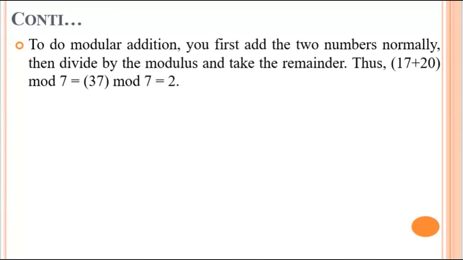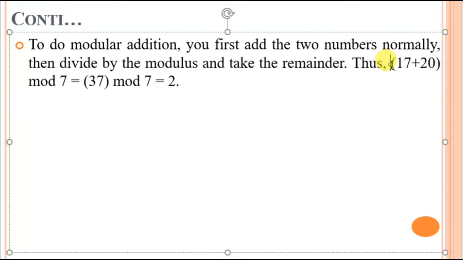Similarly, I put one question for you. What happens if you slept more than 12 hours? Please solve this question. Next, to do modular addition, we first add the two numbers normally, then divide by the modulus and take the remainder. For example, 17 plus 20 equals 37. So, 37 mod 7 equals 2, or we can represent this as (17 plus 20) mod 7 equals 37 mod 7 equals 2.